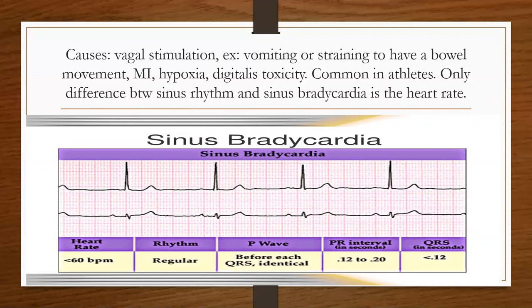This is common in athletes, and the only difference between your regular sinus rhythm and sinus bradycardia is the heart rate. Okay, with your regular sinus rhythm, you're going to have a heartbeat of 60 to 100, and with bradycardia, it's going to be a heartbeat of less than 60.